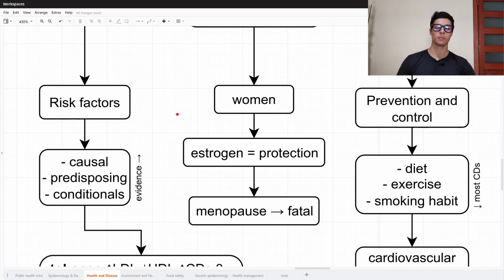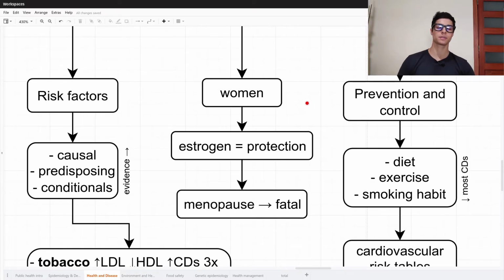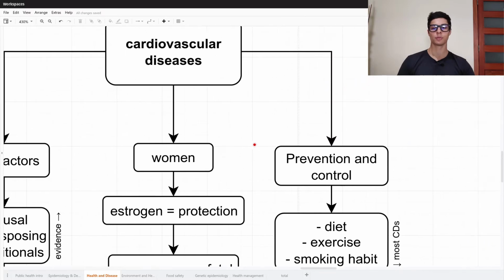In women we have estrogens, and estrogens are really good as a protection from cardiovascular diseases, but there is a problem, because when women go through the menopause, they lower their estrogen levels, and the cardiovascular diseases can be fatal for them. And that's why women have the most amount of deaths in cardiovascular diseases. I mean, more women die from cardiovascular diseases than men do.